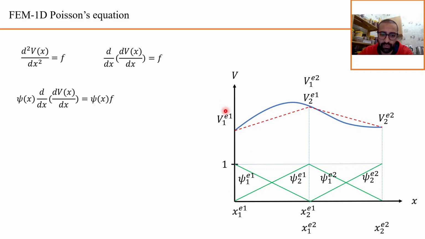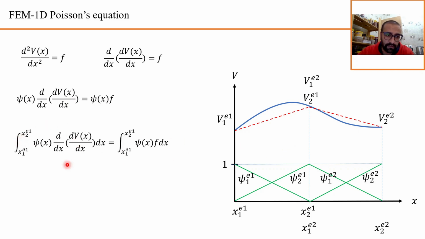number 1 associated to the element 1 is v1 e1, and at the node number 2 associated to the element 1 is v2 e1. Also the value of this function at the second element and the node 1 is v1 e2, and at the second element and the node 2 it is v2 e2. Now I want to integrate this equation, integrate both sides of this equation over this element.